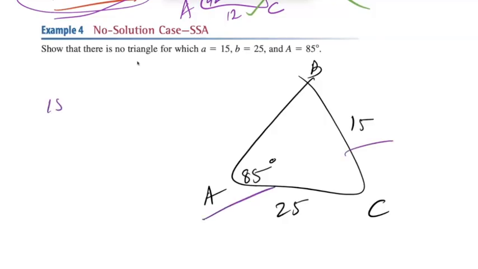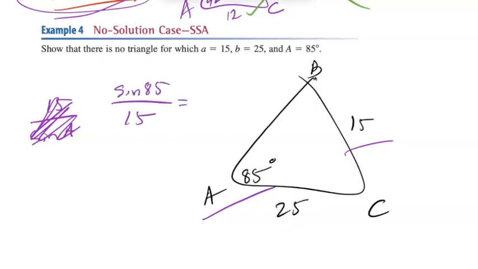We're going to do 15 over sine of A. And honestly, let's scratch that. Let's flip it upside down to make it a little easier, because we're going to look for an angle. Whatever you're looking for, you want that to be on top. So we're going to do sine of 85 over 15 equals sine of B over 25.